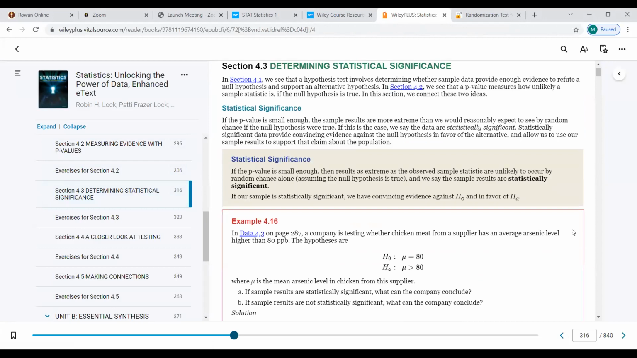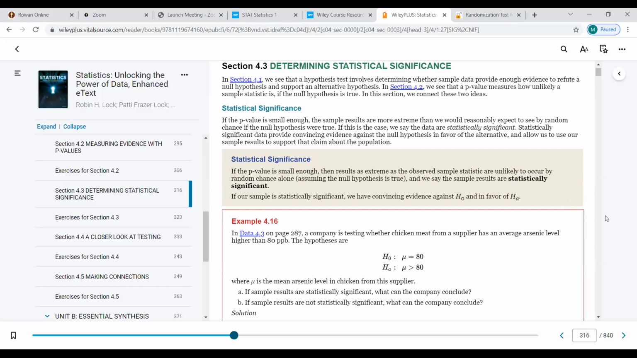Now, here is a definition called statistical significance. It says if the p-value is small enough, then results as extreme as the observed sample statistics are unlikely to occur by random chance alone, which means assuming the null hypothesis is true. And therefore, we say the sample results are statistically significant. And that means we're going to reject the null hypothesis in favor of the alternative hypothesis. Okay? That is what we mean by statistical significance.